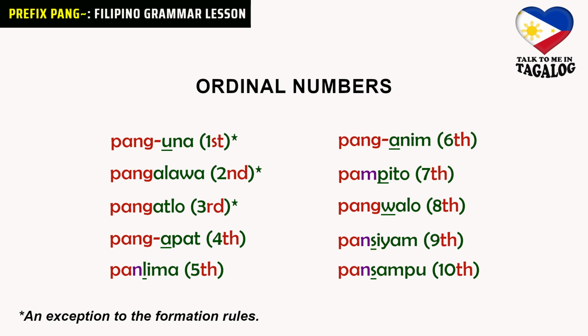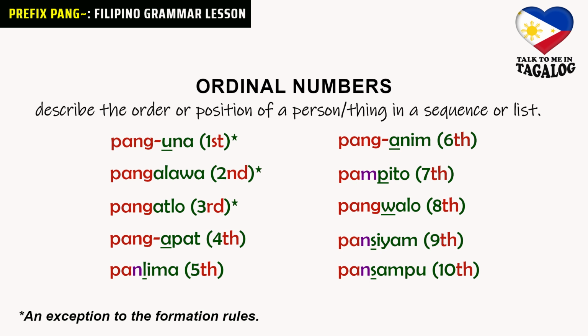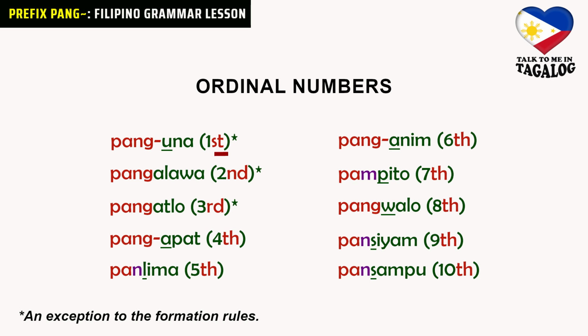Let's now talk about forming ordinal numbers using the prefixes pang, pan, and pam. Ordinal numbers describe the order or position of a person or thing in a sequence or list. Pang is equivalent to the suffixes st, nd, rd, and th in English ordinal numbers. The first three ordinal numbers are actually exceptions to the formation rules. Although it's grammatically right to use pang-una, we only say una in conversations. Una, meaning first.